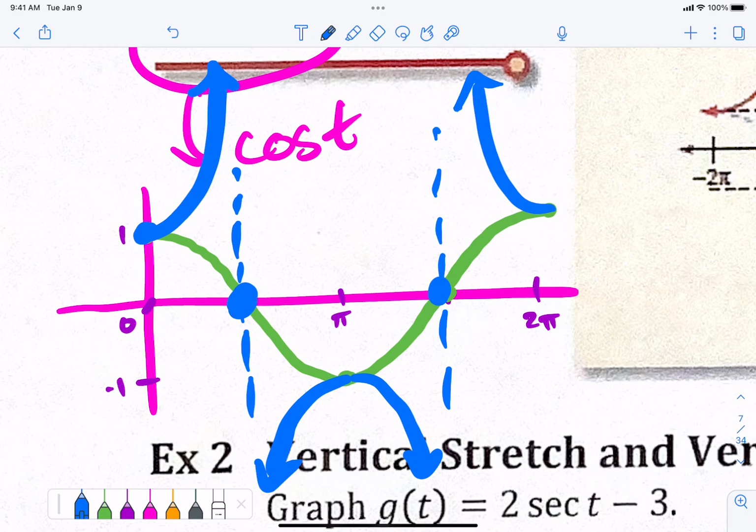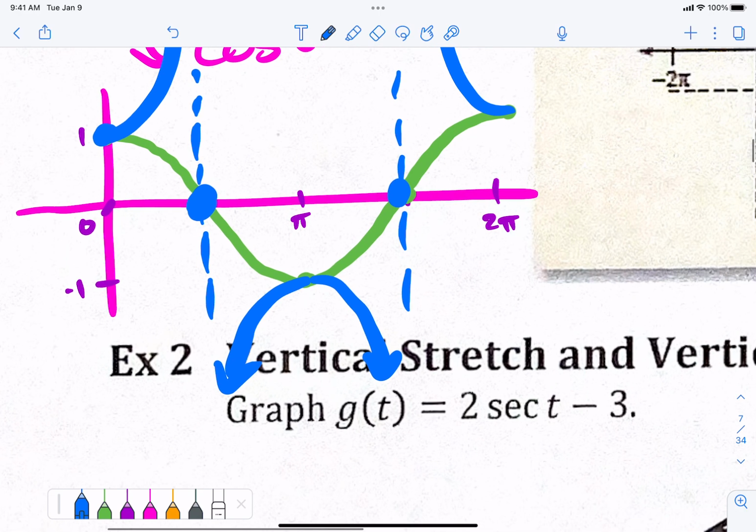So, if you don't know how to graph sine and cosine, that's why we spent whiteboards yesterday. If you don't know how to graph sine and cosine, you are SOL, because you can't graph secant and cosecant unless you know how to do sine and cosine, right? Okay? All right, so let's do this one.